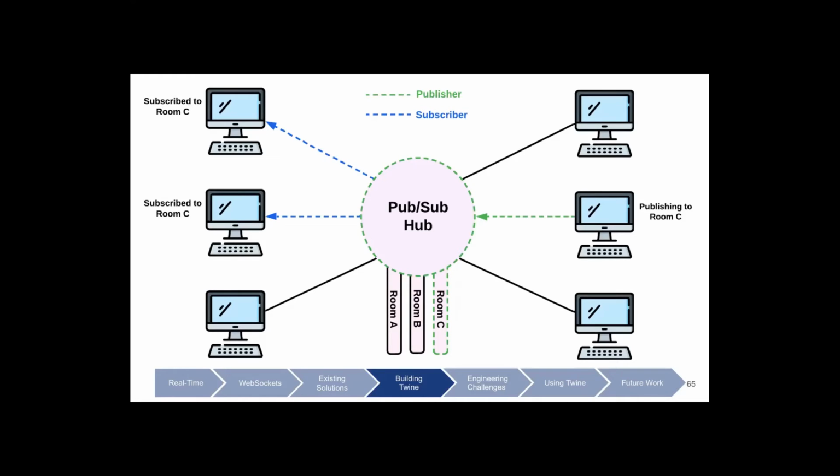When a publisher publishes data to a room, all clients subscribed to that room receive the data in real time. This model enables decoupling, allowing publishers to send data to any room without knowing its subscribers, and subscribers to receive data from multiple rooms without direct connections to publishers. A central pub-sub hub manages connections between publishers and subscribers, receiving published data and emitting it to all subscribers of the corresponding rooms.